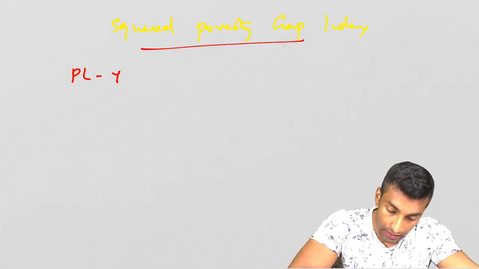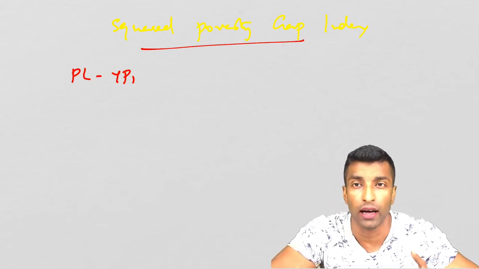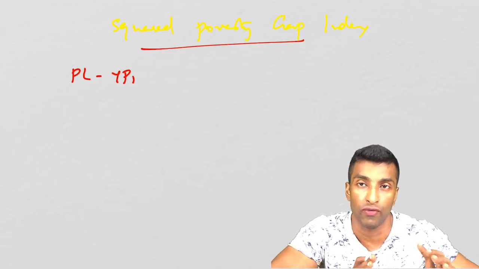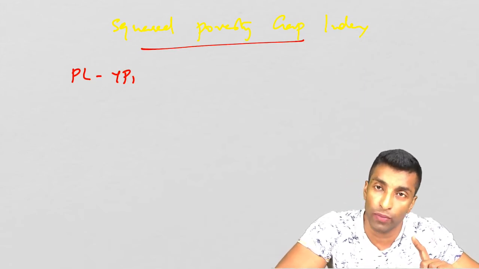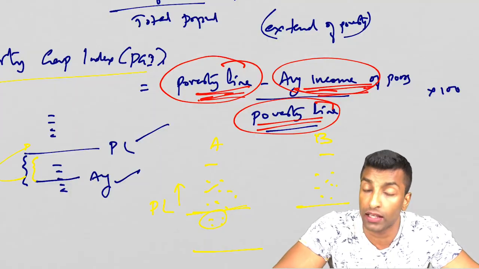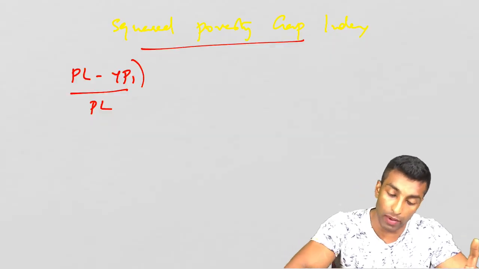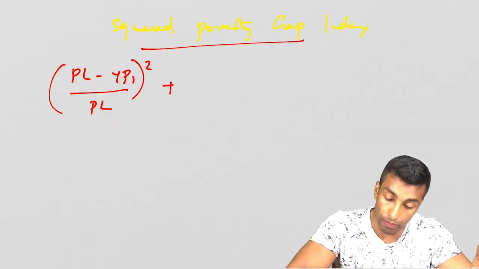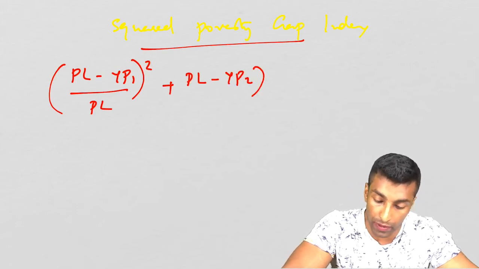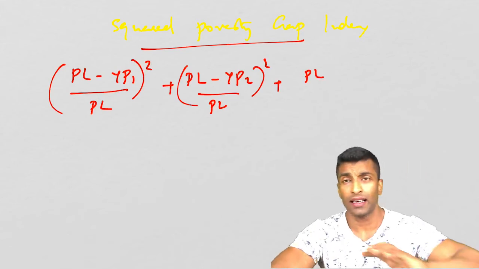So poverty line minus YP1. Y is income in economics, not I. I is used for investment. Why are we using Y? Because of yearly income. So we use Y for income. YP1 means income of poor 1, divided by poverty line. Instead of the average income of the poor, now we are calculating for individuals. So for poor 1 we divide by poverty line and square this, plus the same with the second poor: poverty line minus YP2, divided by poverty line, squared, plus.